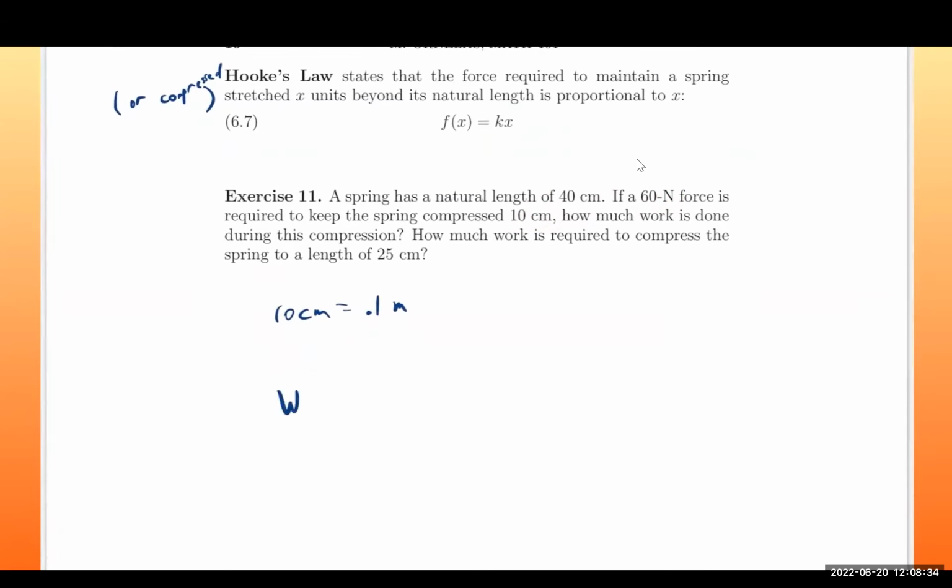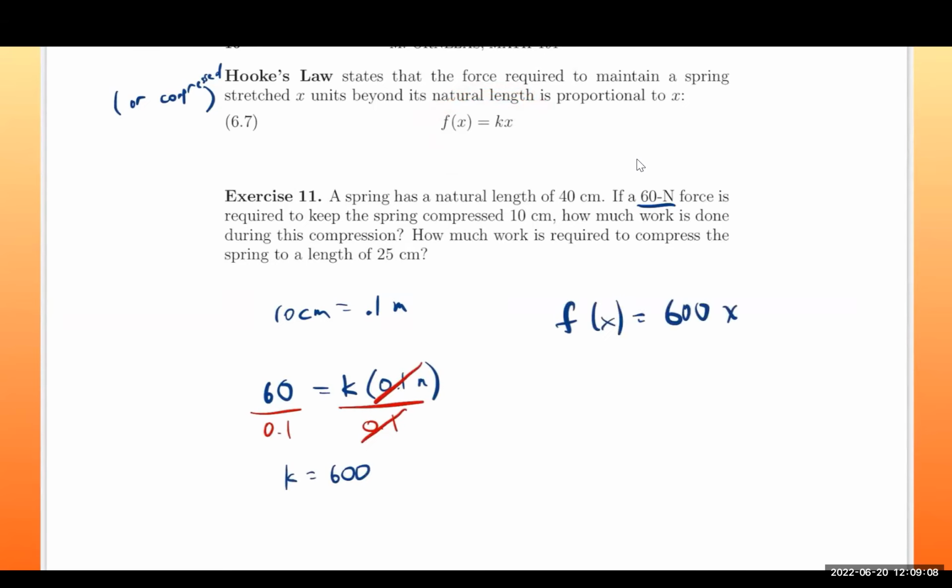Okay, so remember, we need to find out what k is first. We know that there's 60 newtons, so that's your force. The k is unknown. And x is the distance that the spring is compressed, which is 0.1 meters. So if we solve, we divide by 0.1 and we get our spring constant equal to 600. Now we can plug it back into our force function, so f of x is going to equal 600x.